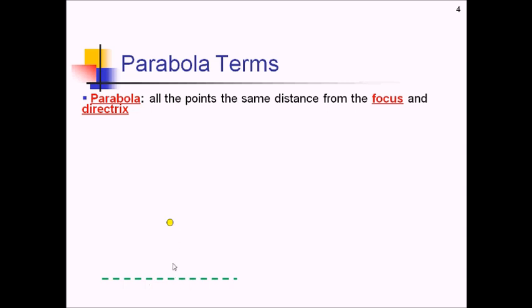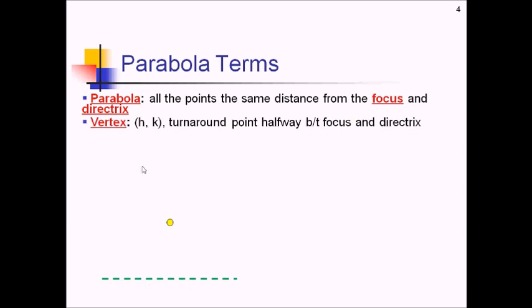Now, halfway between the focus and the directrix, we have a vertex, which we'll call h comma k, kind of like the center of the other shapes. It turns out this is halfway between the focus and the directrix, and the parabola goes through the vertex and is the same distance at every single point from the focus and the directrix. Now, the distance from the vertex to the focus or the directrix, we're going to call that p. That's how the letter works out in these equations.